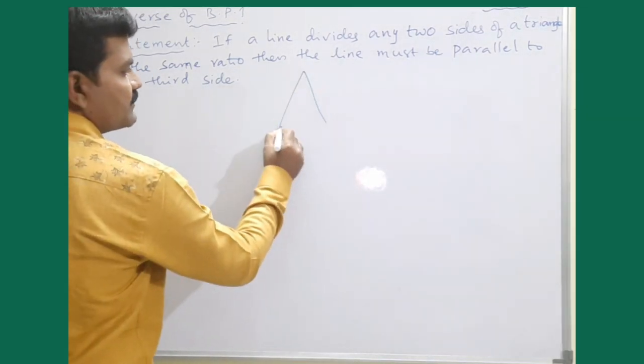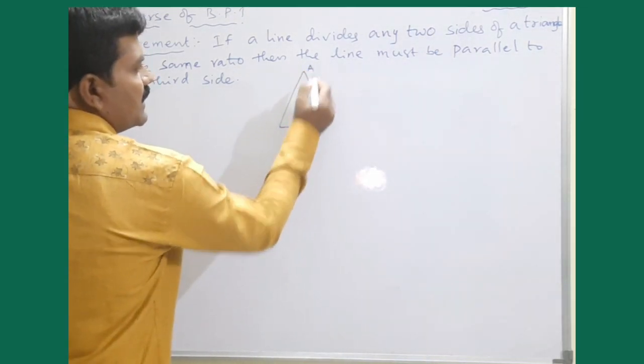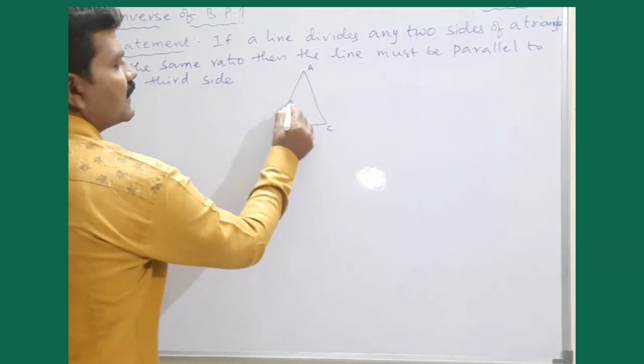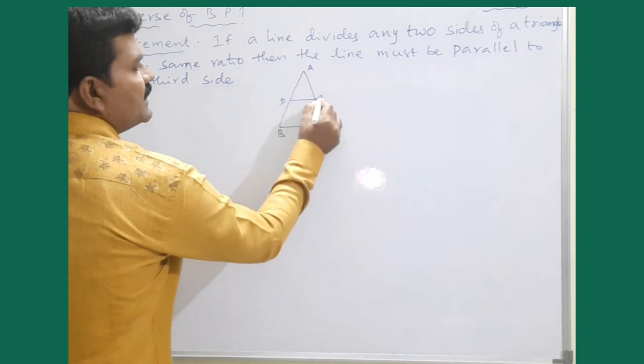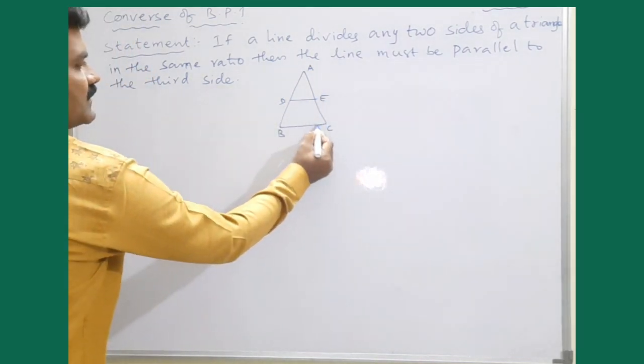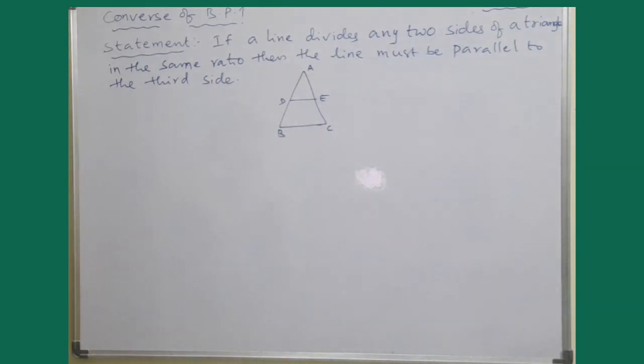So look at this situation. Say ABC is a triangle and this is D and E. So if DE is the line which divides the other two sides in the same ratio, then it must be parallel to the third side.